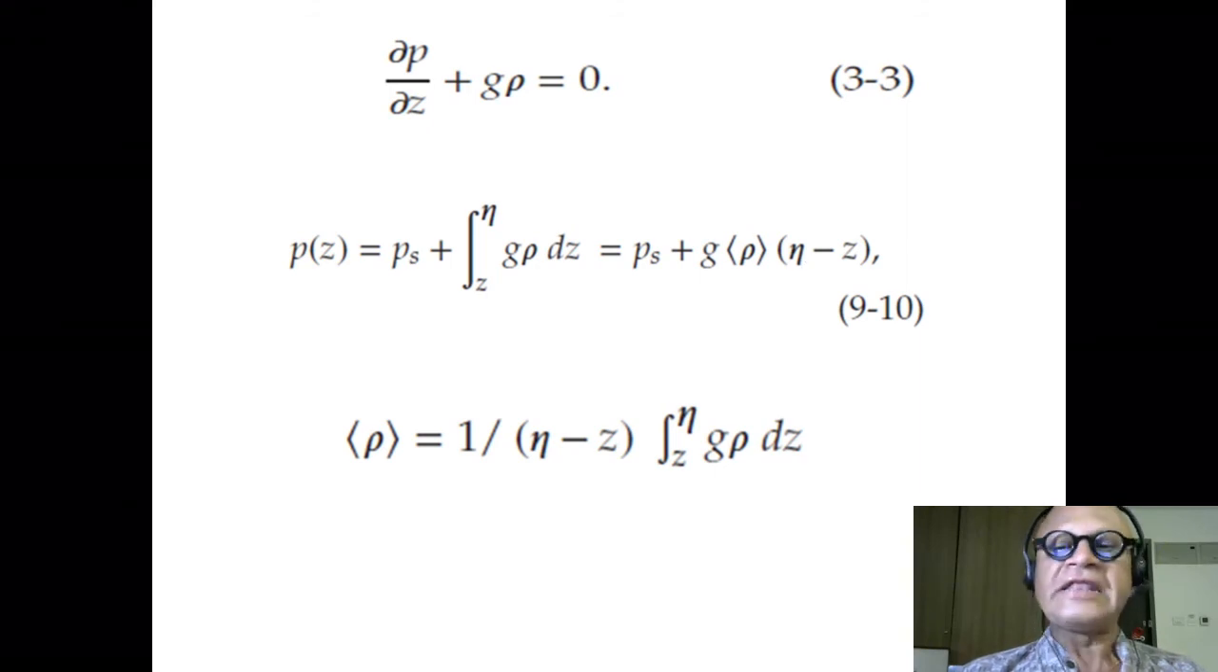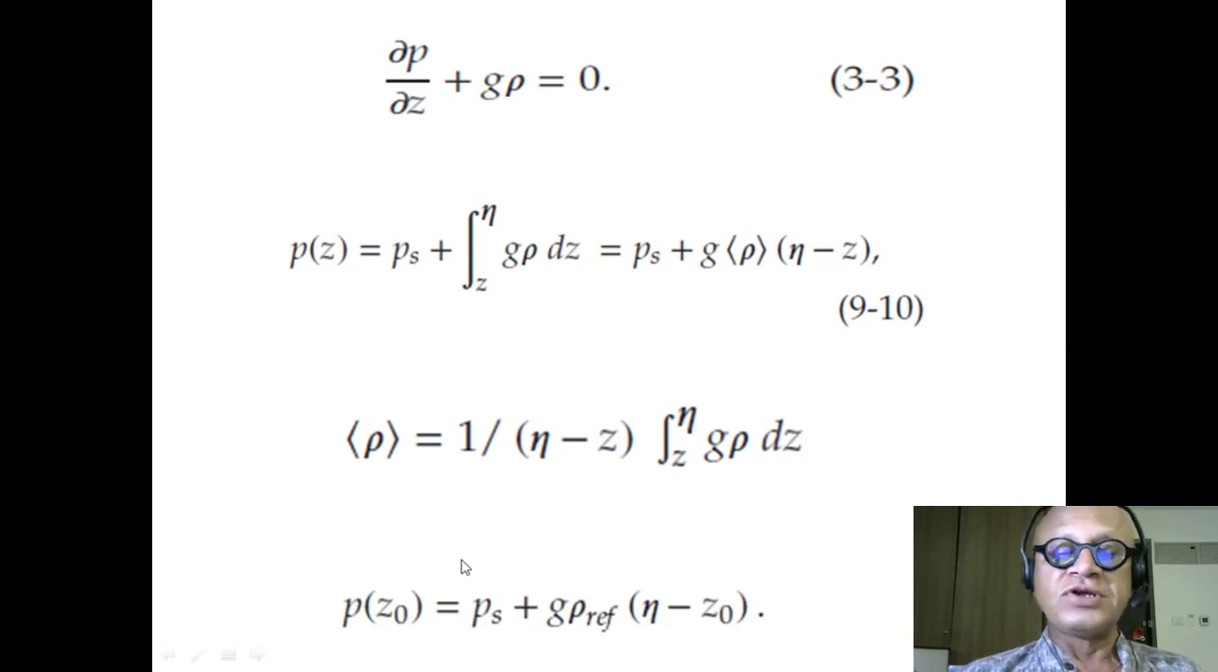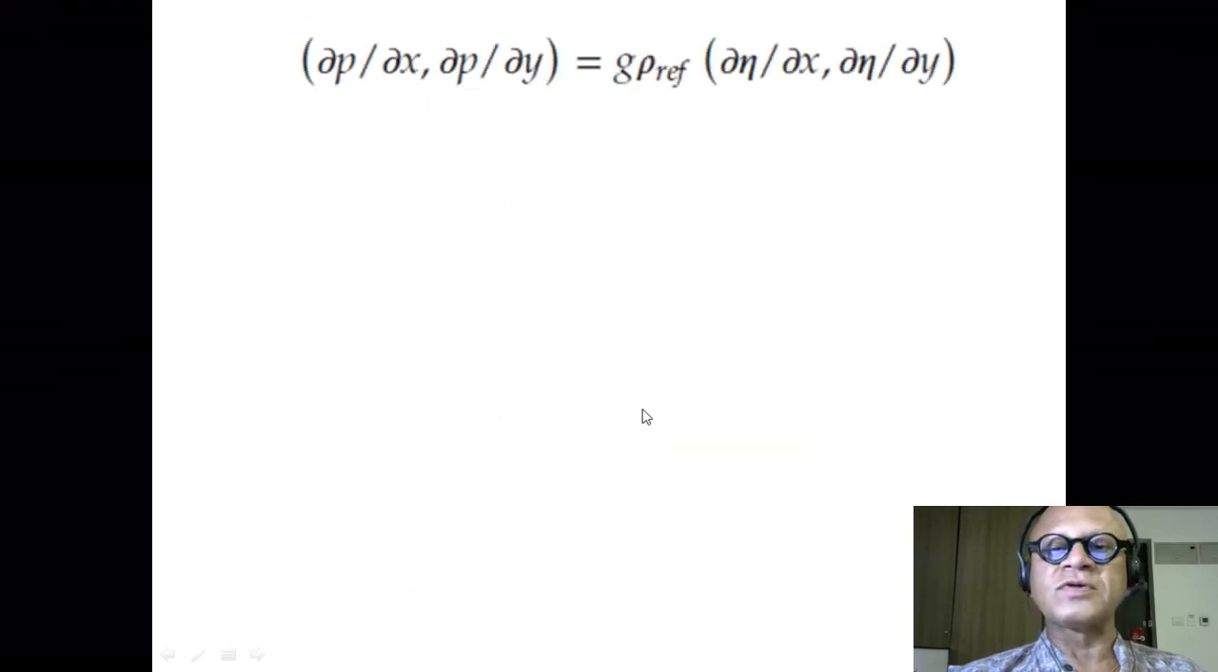Okay, so we can then write geostrophic currents for below the surface, away from the surface, where sigma variations are not negligible anymore. So compare that to p(z0), which was near the surface, where we had ignored sigma variations, so we had just p_s plus g rho_ref times (eta minus z0), whereas here we have g times this average density of the water column. Okay, simple.